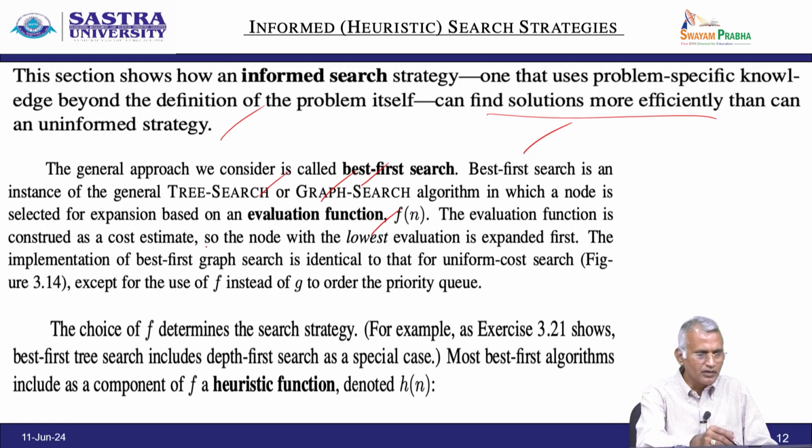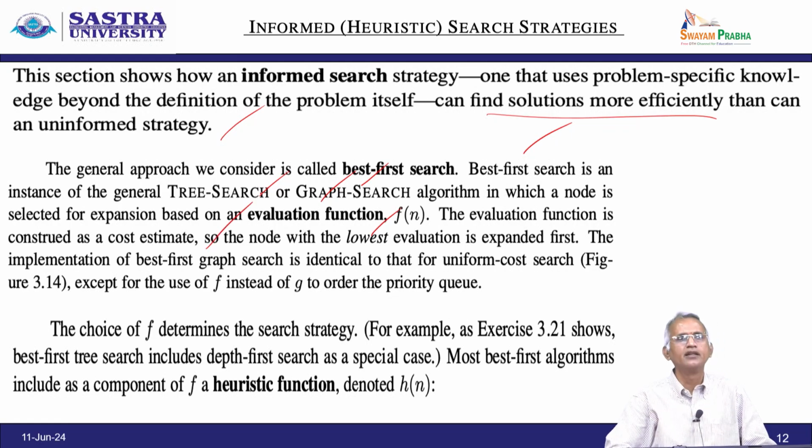The implementation of best first graph search is identical to that for uniform cost search, except for the use of f instead of g to order the priority queue. The choice of f determines the search strategy. Most best first algorithms include as a component of f a heuristic function denoted by h of n.